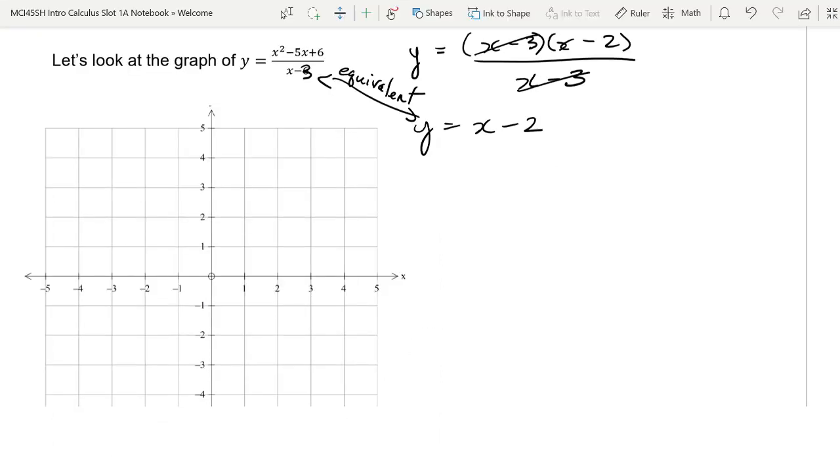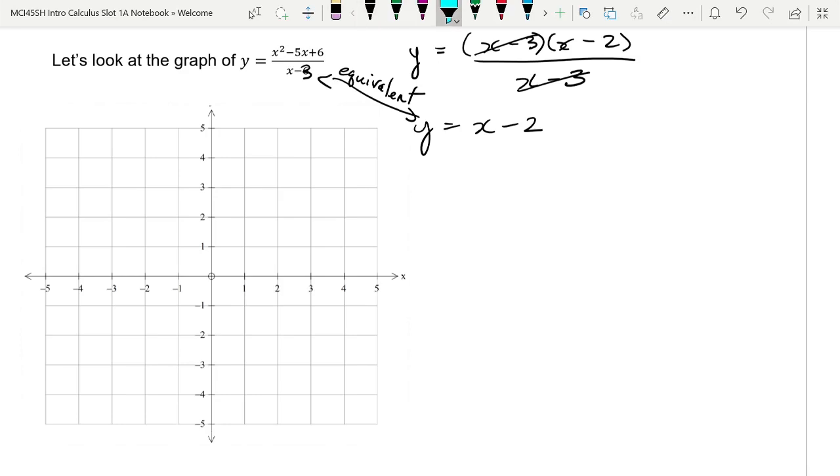Let me get a highlighter here. There we go. This is a rational equation, and of course, this is just a linear equation. And the rational equation has something that the linear equation doesn't. It has an NPV. Do you remember what NPV stands for? It has a non-permissible value.